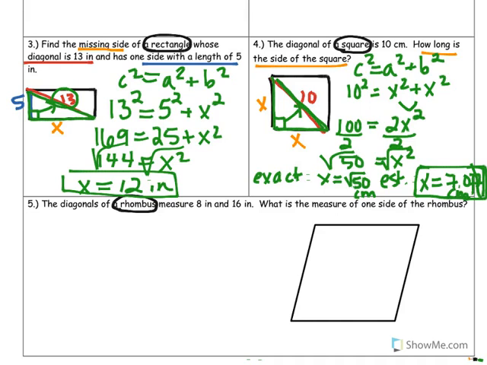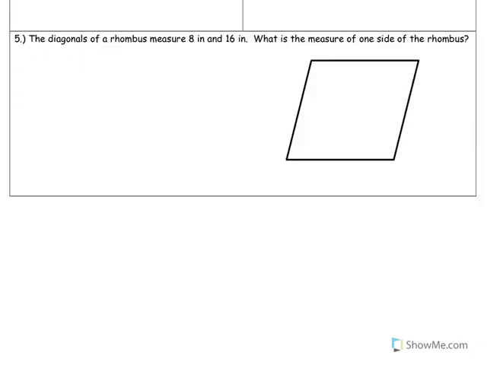Let's look at example number 5. I'm actually going to give us a new sheet so it doesn't look too crazy, okay? So example number 5 says that the diagonals of a rhombus, all right? I've drawn the rhombus for you, measure 8 and 16. That means that there are 2 of them, right? So I'm going to draw in the 8 and I'm going to draw in the 16. I want to know the measure of one side of the rhombus. So let's say I want to know this side over here.